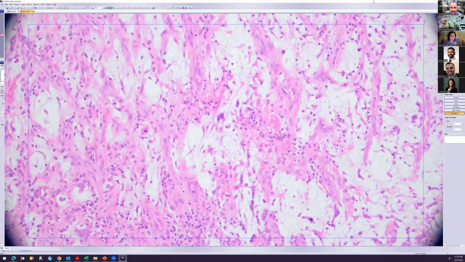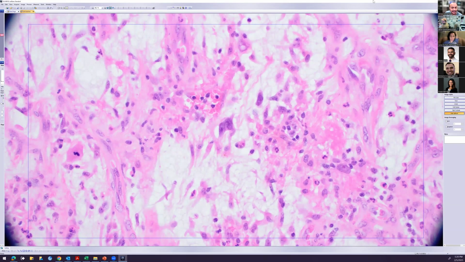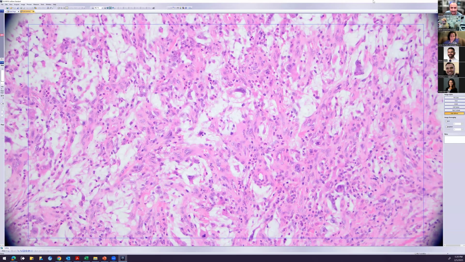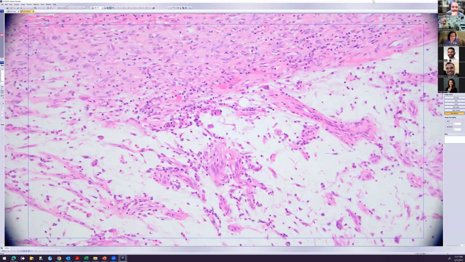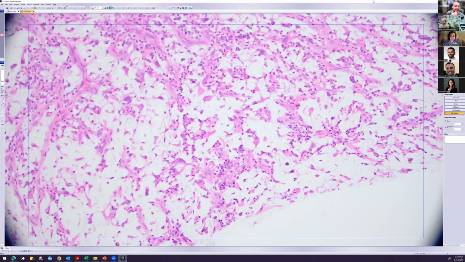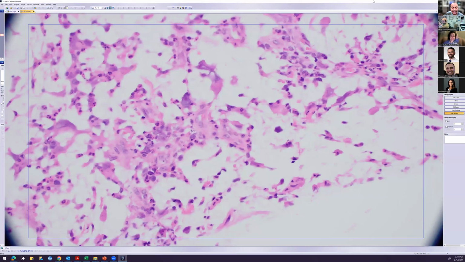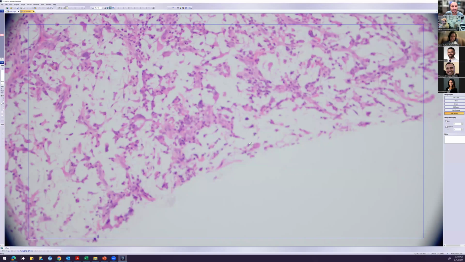Let's see. Wait, stop. That cell. Yeah, that one looked like it had a prominent nucleolus. There's some prominent nucleoli. There may be some big virus-like cells, huh? Could be. What are you trying to get at here? Yes. MIFS. Myxoinflammatory fibroblastic sarcoma. There you go. Big virus-like cells are sometimes called Reed-Sternberg-like cells.